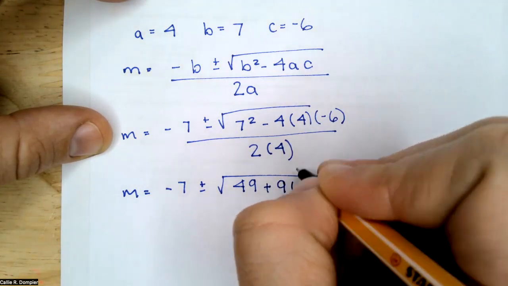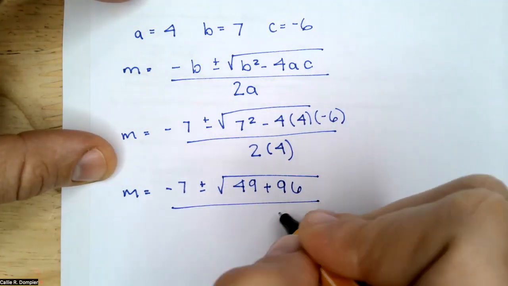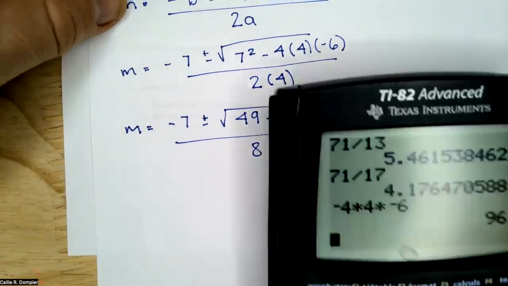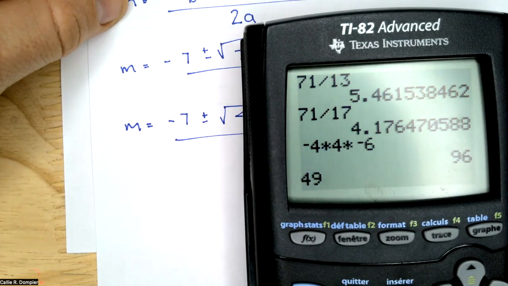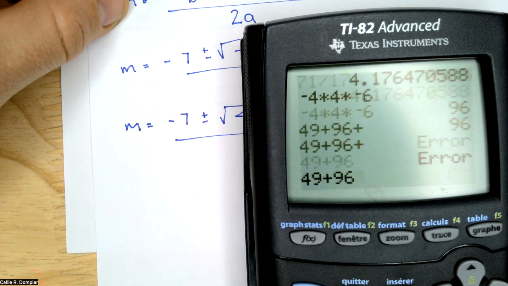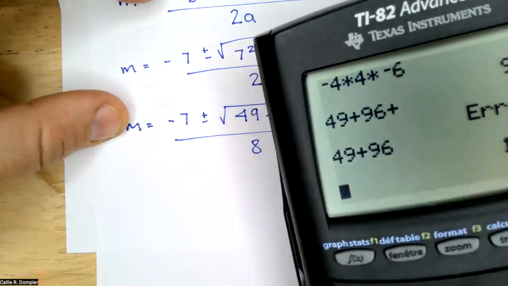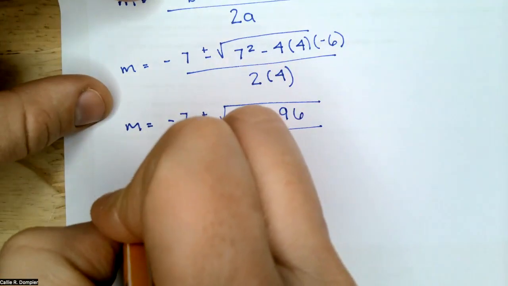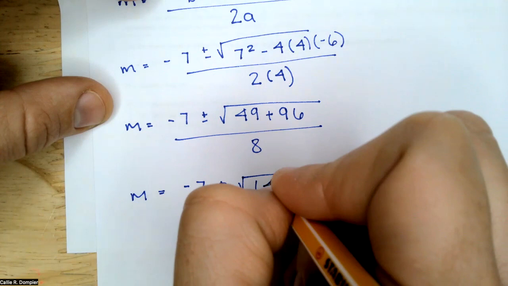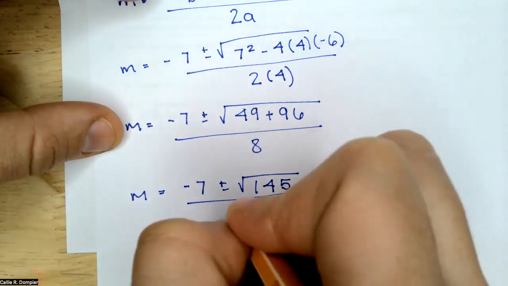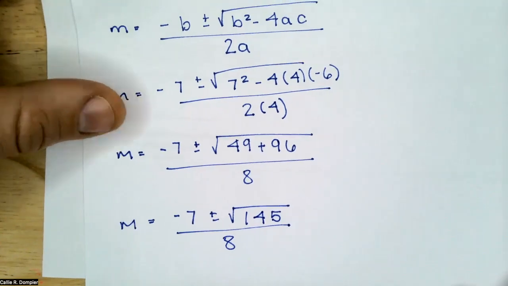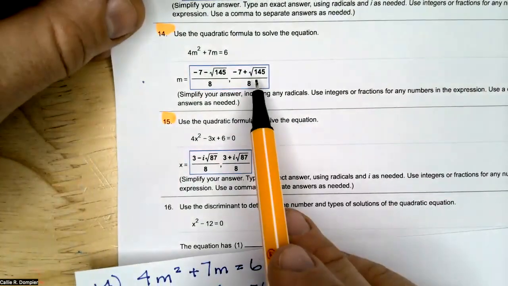So it's a positive because we multiplied a negative times a negative. The denominator is 8. 49 plus 96. I'm just adding the two terms inside the radical and I get 145. Negative 7 plus or minus the square root of 145 over 8. So now when we're simplifying, I think we can see with the answer key that it remains 145.